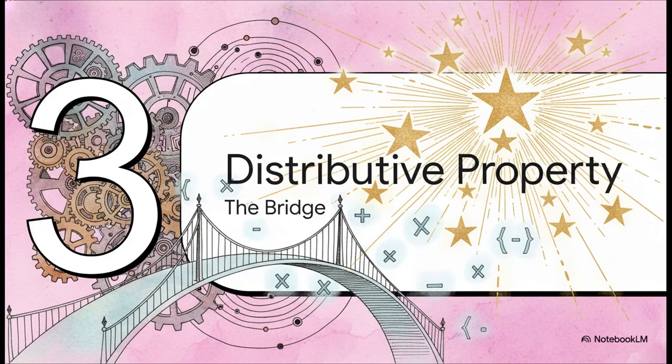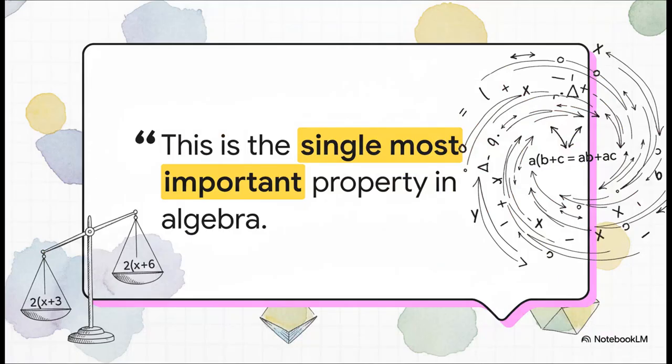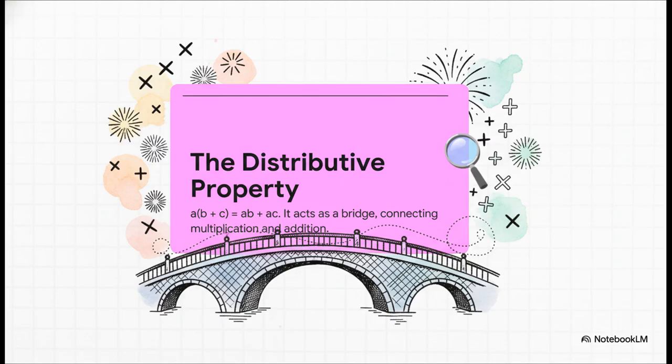Now that we've met the team, let's talk about the absolute superstar of the group, the distributive property. Yeah, this one is so important, it gets its very own section. And that is not an exaggeration. The distributive property is this incredibly powerful tool you will use constantly as you solve equations. It's really the key that unlocks more complex algebra. And this just illustrates its power so well. It's the only property that acts as a bridge connecting multiplication with addition.